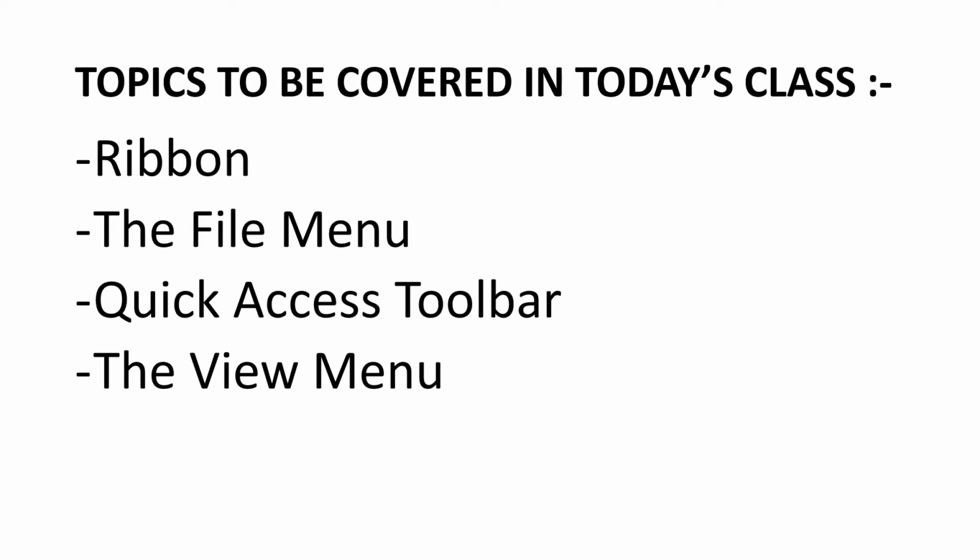Topics that we will be covering in today's class are, first we will see about ribbon, what tools it contains, what menus it contains. Then we will see the file menu. Then we will see quick access toolbar, which is located at the top of the Paint application. On the top of the Paint window it is located. And third is the view menu. Okay, all these things we are going to see. First let us learn about ribbon.